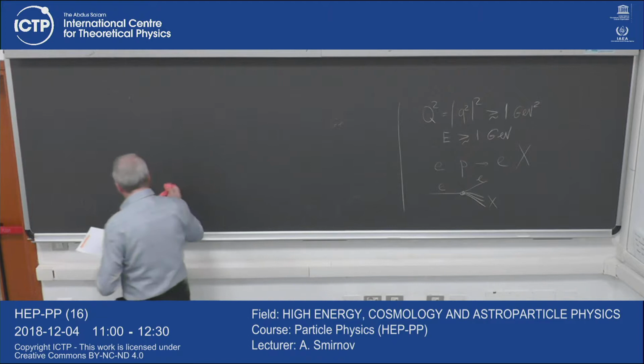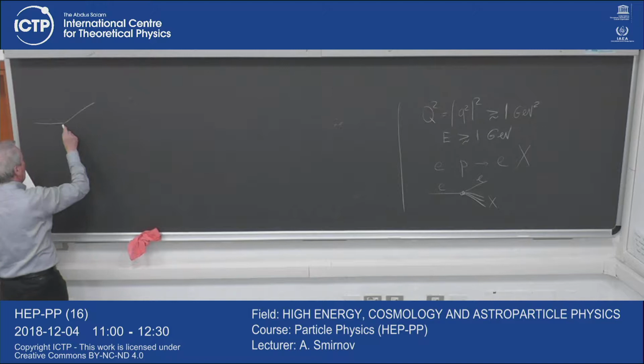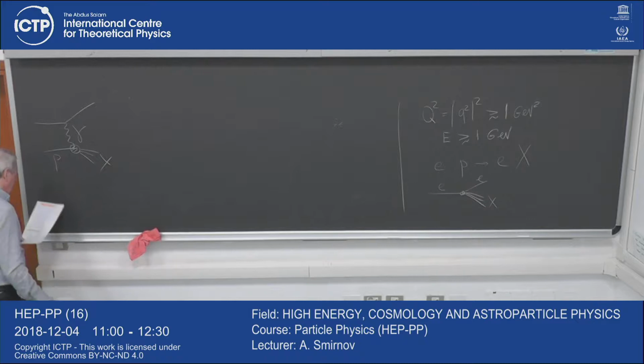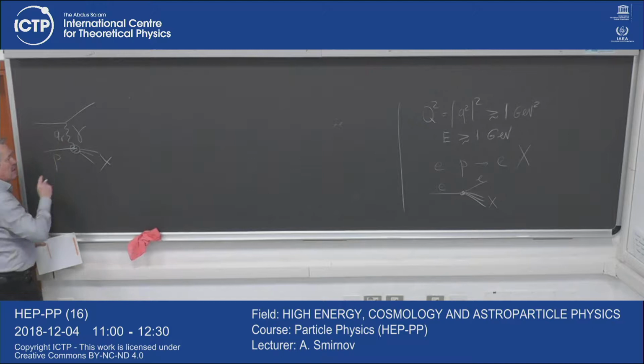Let me write this in a clearer way. We have electron, which emits photon that interacts with proton. And in the final state, we have some number of particles, X. What is important is that transfer momentum is big, and transfer momentum is nothing but the four momentum of gamma. So essentially, our Q is gamma. This is transfer momentum.